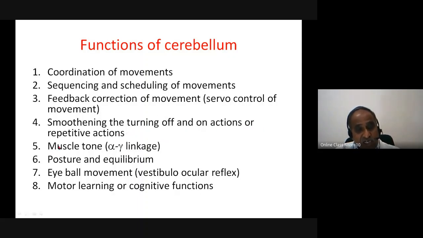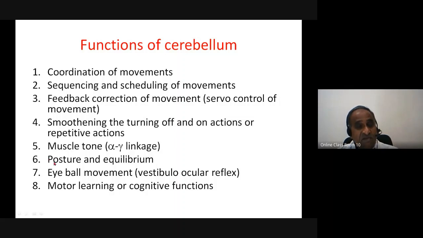Then it links the muscle tone. It maintains the muscle tone by the alpha-gamma linkage. So the cerebellum regulates the muscle tone. In case of loss of the cerebellum, the tone is diminished. So that means maintenance of the tone through the alpha and the gamma, which are linked together.